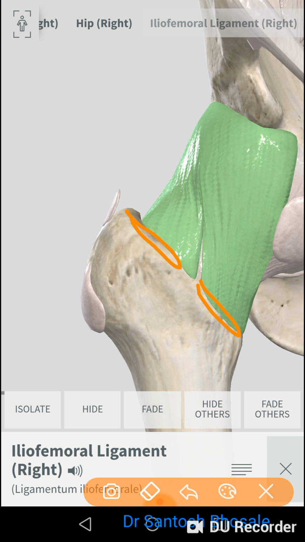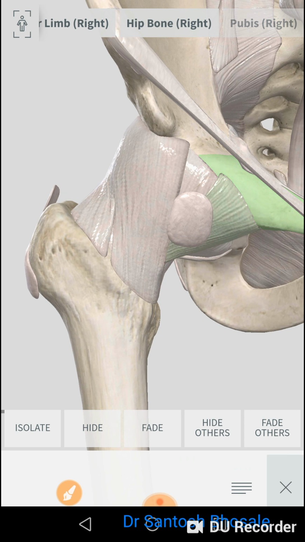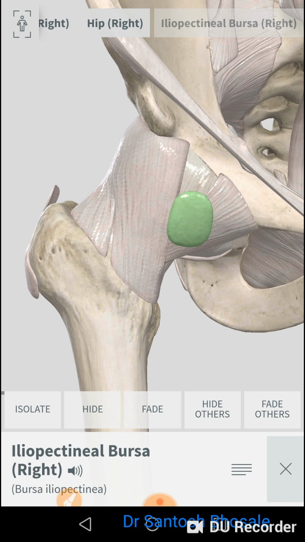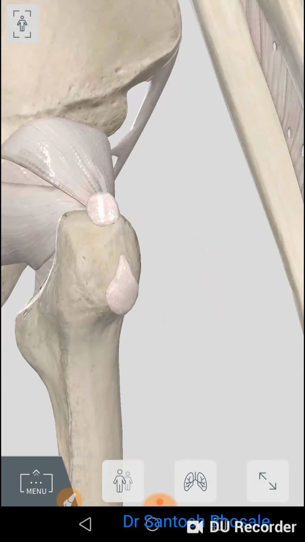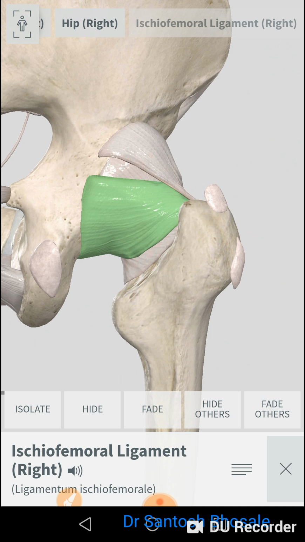Anteriorly, and medially, you are seeing this pubofemoral ligament here, which gets attachment from the lateral part of the anterior border of the superior ramus of pubis, and here you can see the iliopectineal bursa. They will strengthen the capsule of the hip joint, and posteriorly you can see the ischiofemoral ligament. So three ligaments come from three different parts of the hip bone.